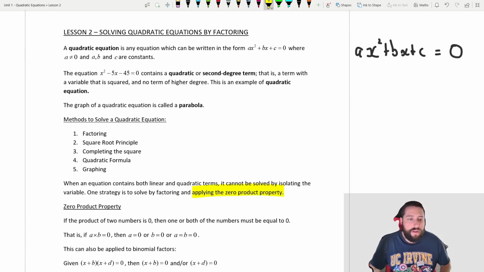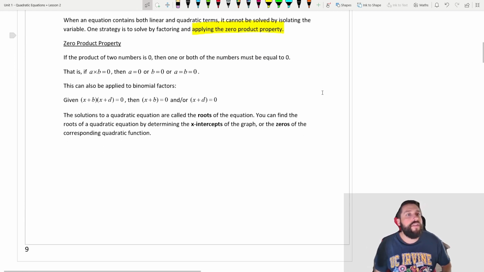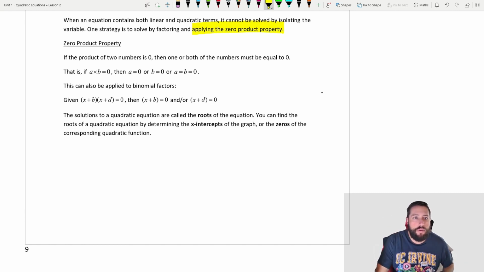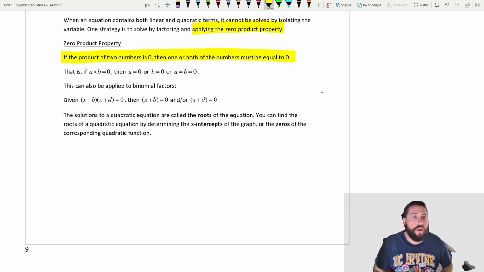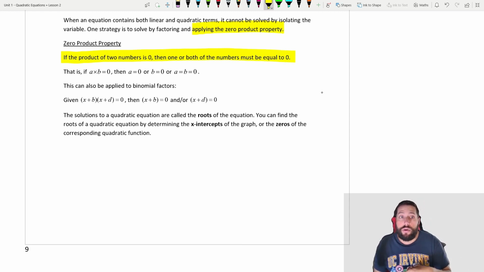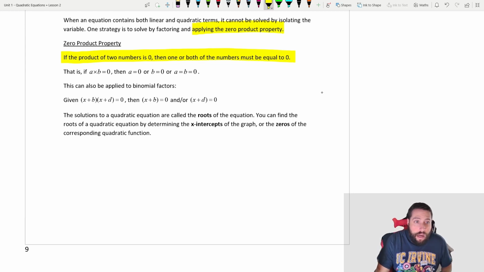What is that? Okay, so the zero product property: if the product of two numbers is 0, then one or both of the numbers must be equal to 0. Okay, I'm going to highlight that. It's important for us to know. That is, if a times b is equal to 0, then that means a is equal to 0, or b is equal to 0, or a and b are both equal to 0. This can also be applied to binomial factors. So given x plus b, in brackets, multiplied by x plus d is equal to 0, that means that x plus b must be equal to 0 and/or x plus d must be equal to 0. Okay, so either one can be equal to 0.